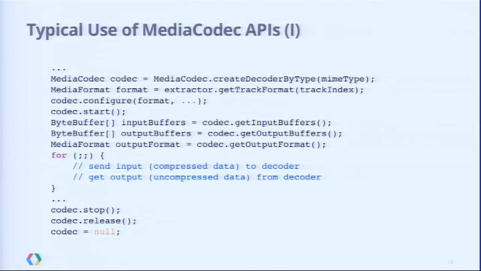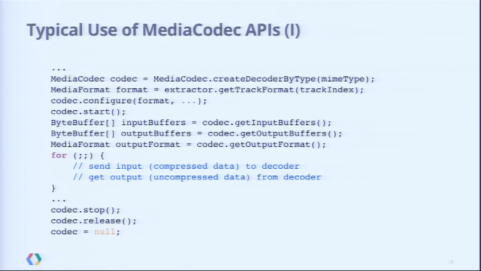So to show you how to use the Media Codec API, I have 2 slides. The first slide basically shows you a typical use of the low-level Media Codec APIs. So you start off by creating a Media Codec instance by calling one of the 3 create methods. In this particular case, you create a decoder instance using the supported MIME type.